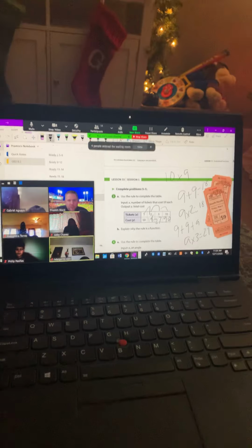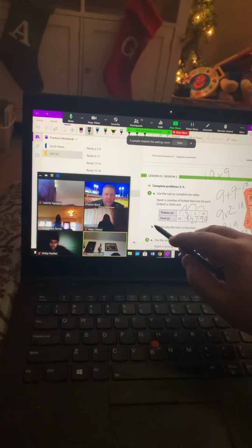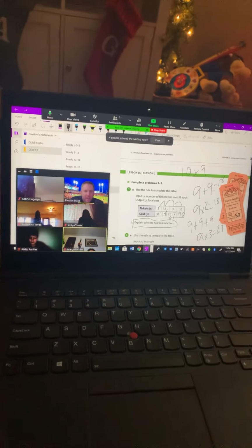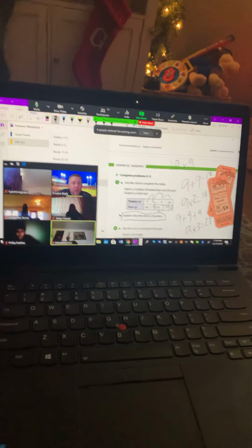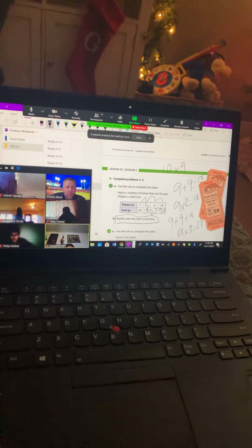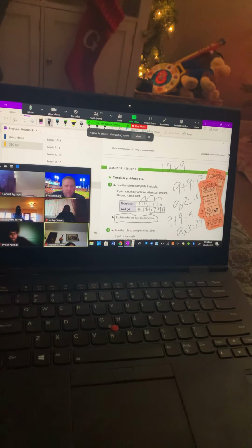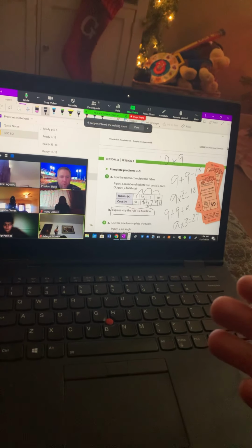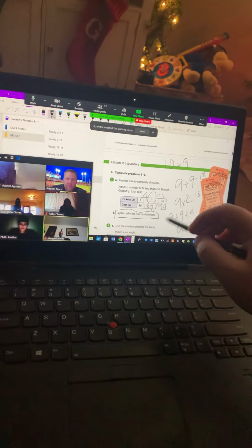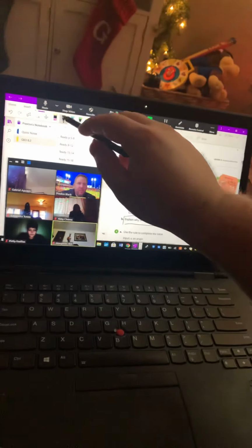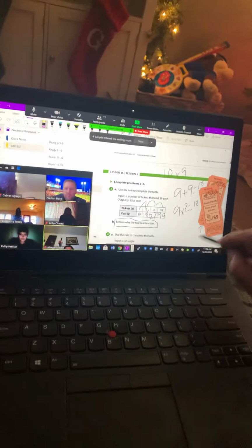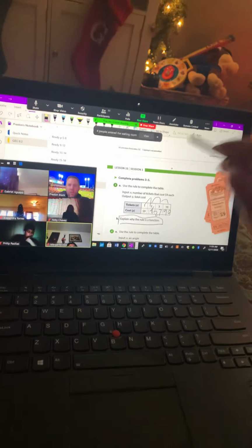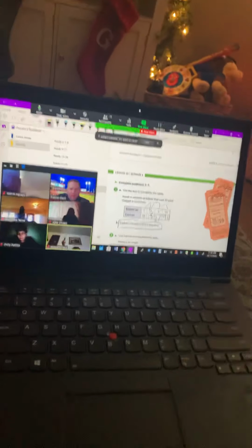Okay? So explain why this rule is a function. Earlier we looked at some that were not functions, right? What were some of the reasons for a table to not be a function? What were some of the things that we saw? We saw two numbers. Two numbers where?